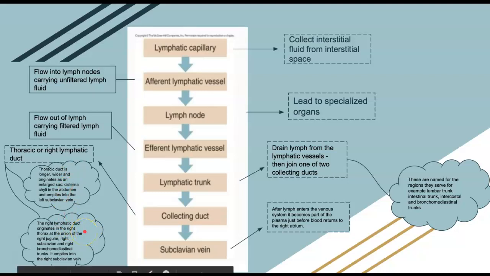Next, we have our right lymphatic duct. This duct originates in the right thorax, right at the union of the right jugular, the right subclavian, and the right bronchomediastinal trunks. This one empties into the right subclavian vein. Okay, finally, once in our subclavian veins, after the lymph enters the venous system, it becomes part of the plasma just before the blood returns to the right atrium, and then it will start all over.